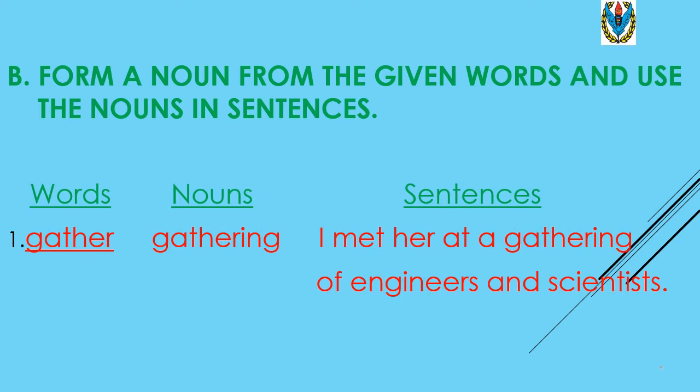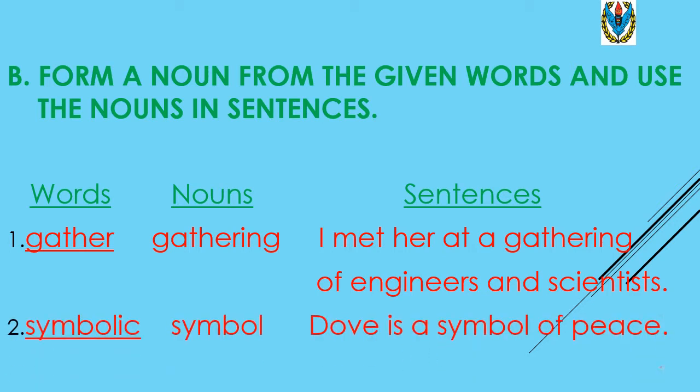Its noun is gathering, and students, we always encourage you to make your own sentences, but the sentences have been given here for your help. I met her at a gathering of engineers and scientists. Symbolic, the noun is symbol, and a very simple sentence is dove is a symbol of peace.